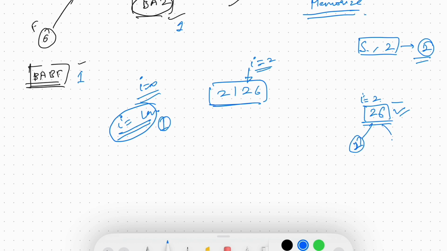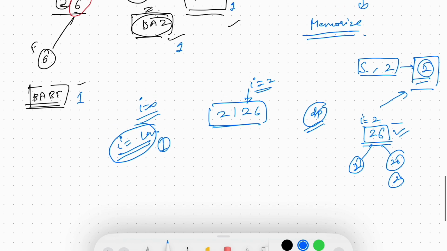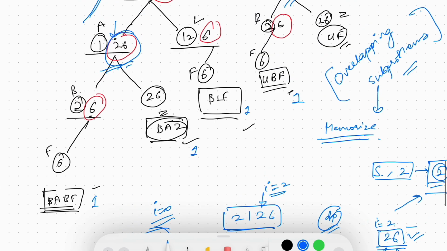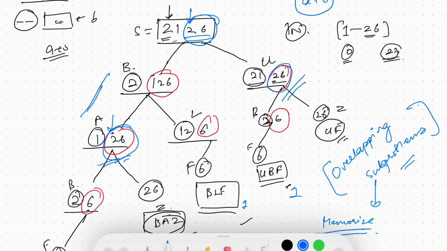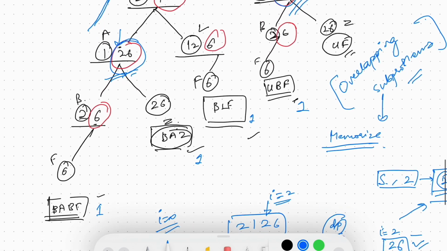We can decode 2 or 26. That is two ways. So this 2 we are going to store in an array or maybe DP storage that we can utilize in our call. Okay, let's first try to write a recursive solution for that, and then we will memoize that.